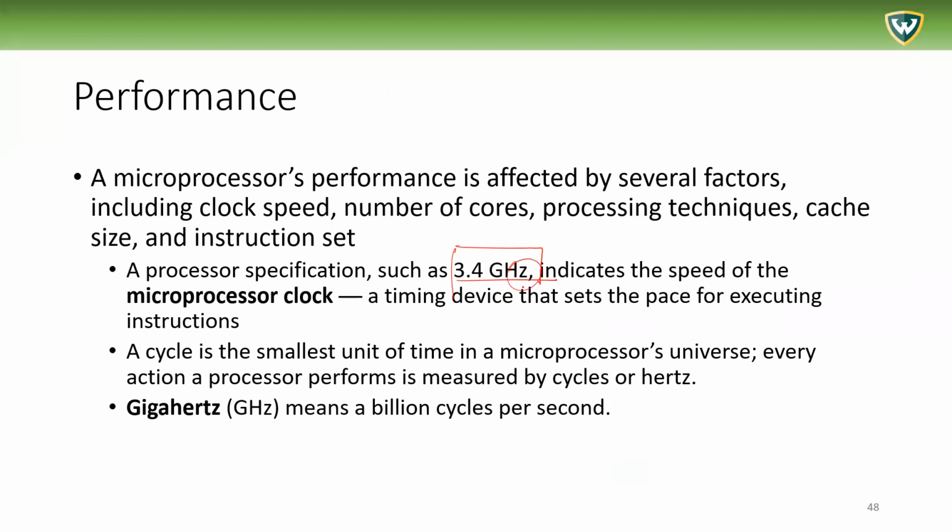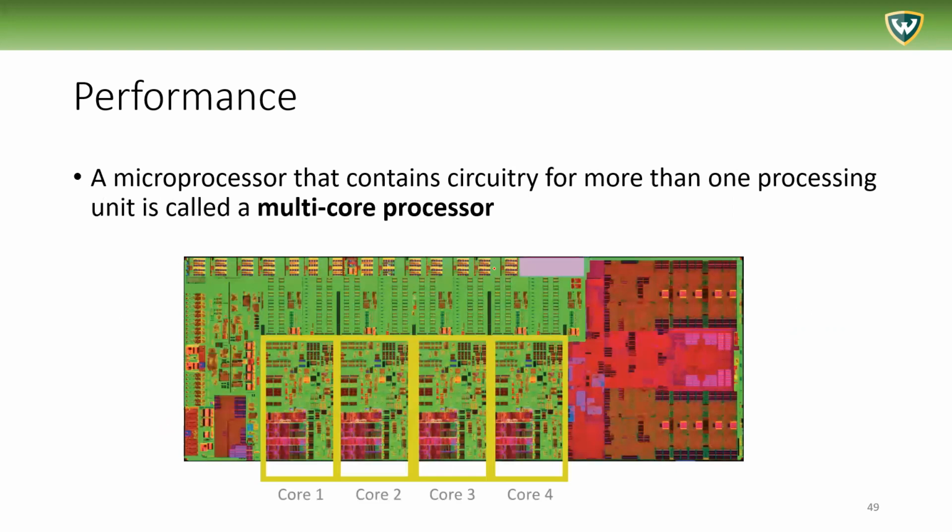And hertz is cycles per second. So this refers to a time measurement of the speed of the processor. A cycle is the smallest unit of time in a microprocessor universe. Every action a processor performs is measured by cycles or hertz. Gigahertz means 1 billion cycles per second. So 3.4 gigahertz means it can process 3.4 billion cycles per second. It's crazy. It's really crazy, but it really does do that.